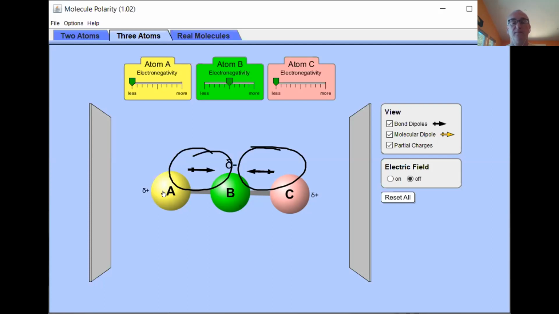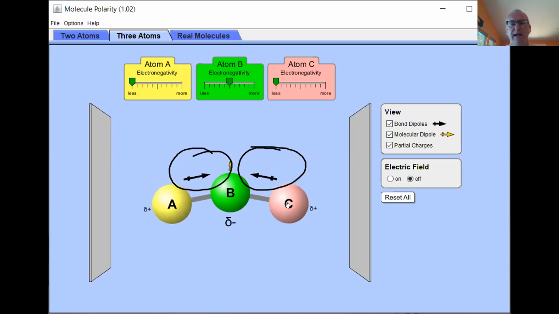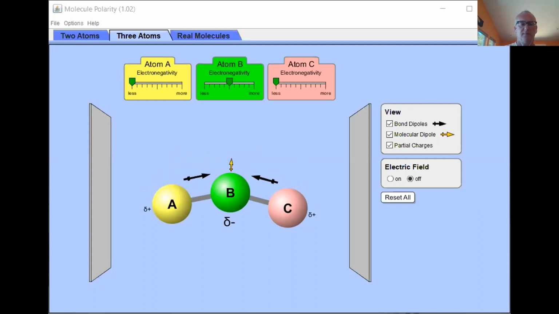So what if they're slightly not pointing at each other? What happens? So now I've just changed it just a little bit. And what happens to the molecular dipole? Now I have a slight molecular dipole when they're bent slightly. What happened to the direction?